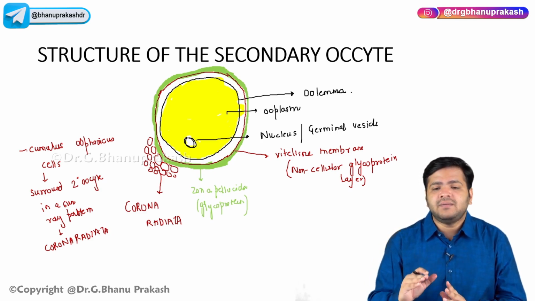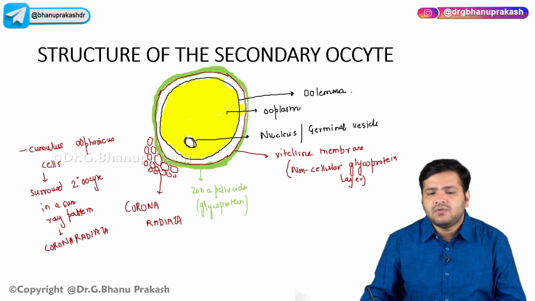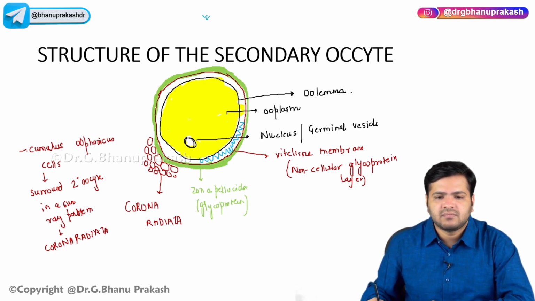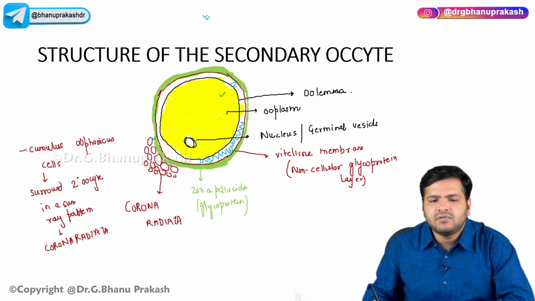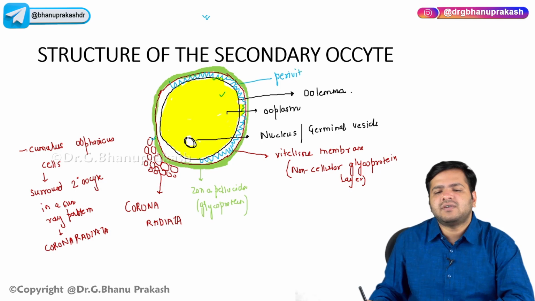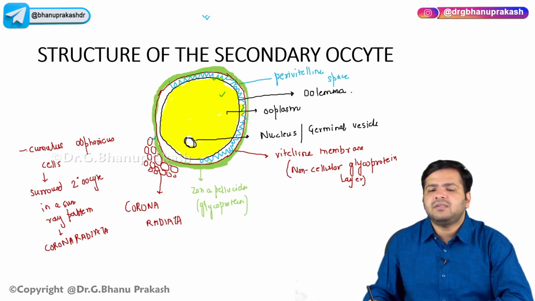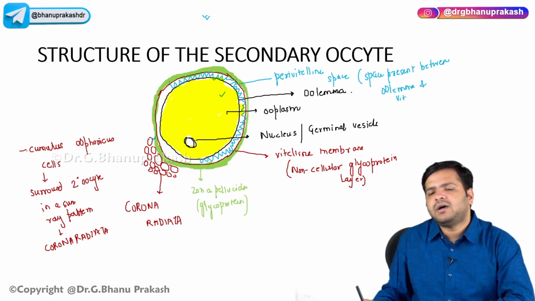Now you already know the vitelline membrane is surrounding the ooplasm and the oolemma. There is a space between the oolemma and the vitelline membrane, which I am marking with blue. This is called the perivitelline space. I have not highlighted everything, but you can highlight the perivitelline space. This is the space present between the oolemma and the vitelline membrane.